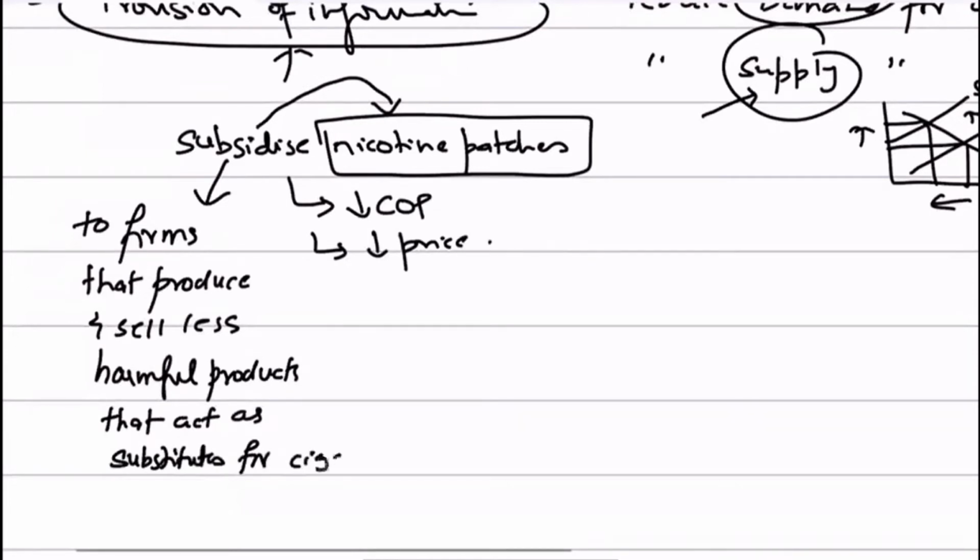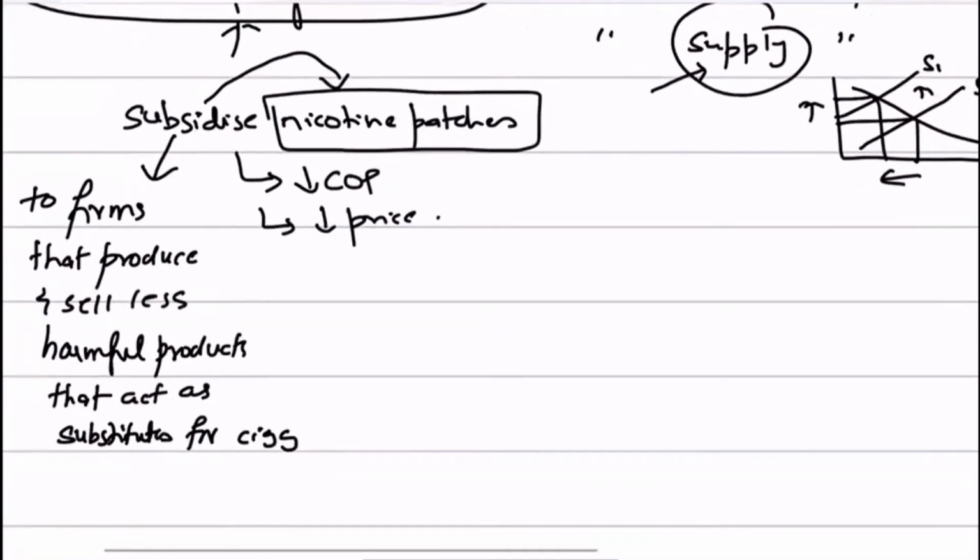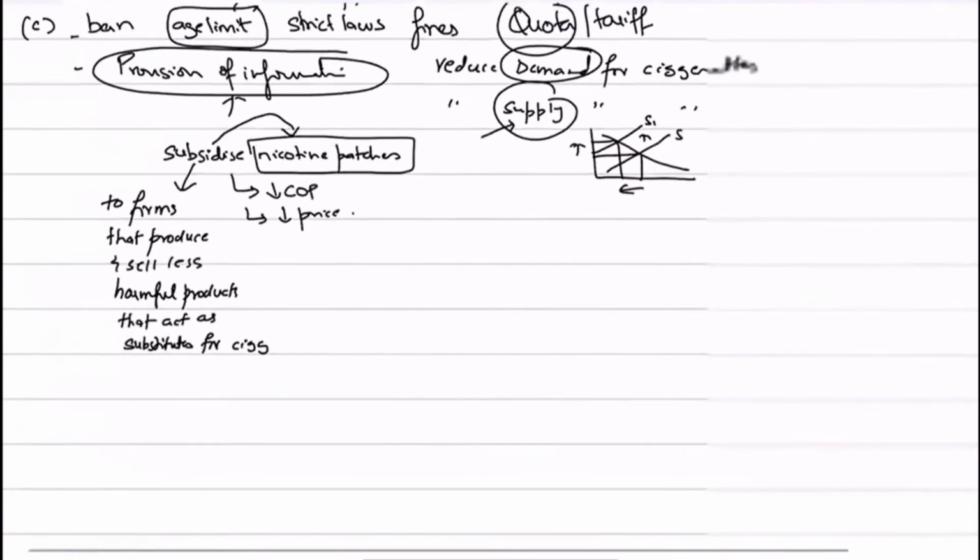Or maybe there are certain medicines as well, by the way, that can reduce your addiction. But if those medicines are very expensive, then the government would give subsidies to those medicine producing companies, right? That will lower their cost and hence subsequently lower the price as well. So it's a good question. You can mention a lot of points here, and it's an easy scoring question.